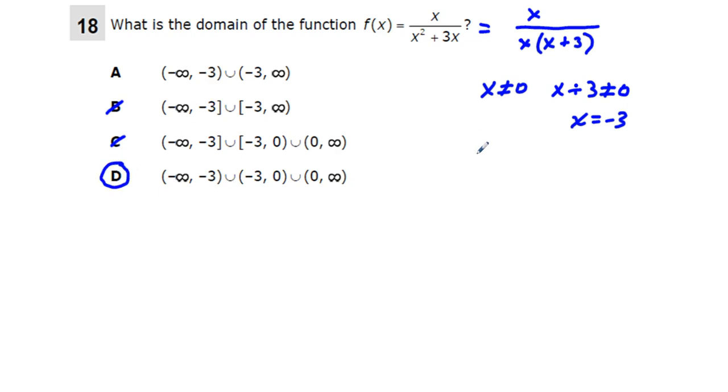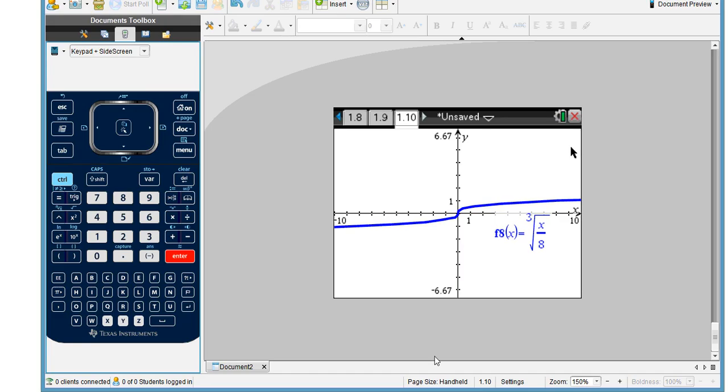And if we graph the function, we're going to see a vertical asymptote at x equals -3, or we're going to see a removable discontinuity or no discontinuity where x equals 0. So that's just something to look out for. I'm going to go ahead and graph this just to show you what it looks like.